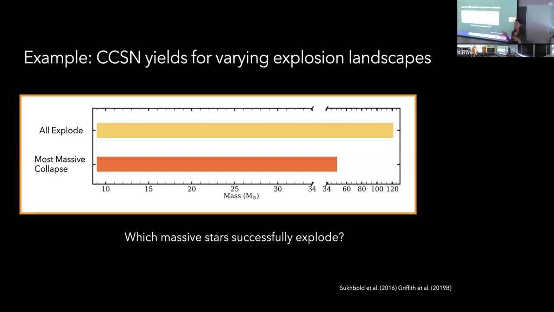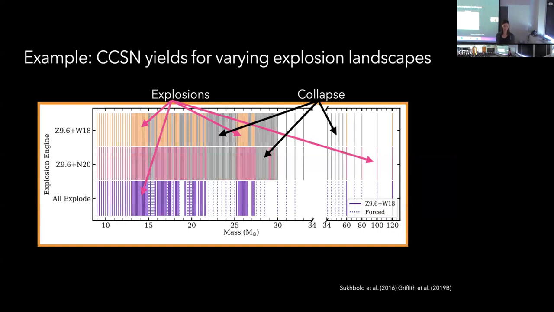These models that do this, they're just forcing their stars to explode. They're not actually modeling the explosion to see if the stars are collapsing or exploding on their own. They have to force them to explode. If we do more physically motivated models of core-collapse supernovae and let them decide their end state, we actually see this really complicated black hole landscape.